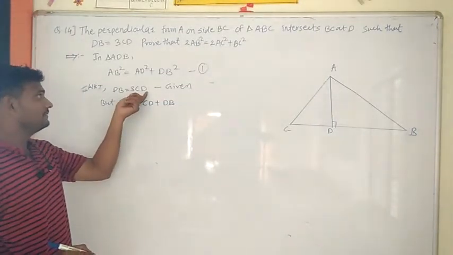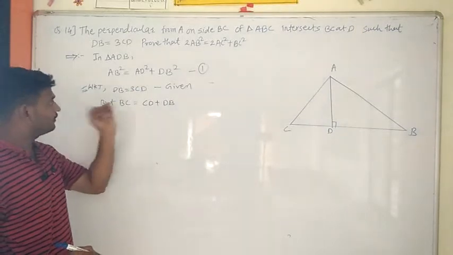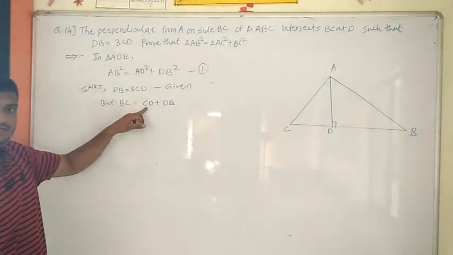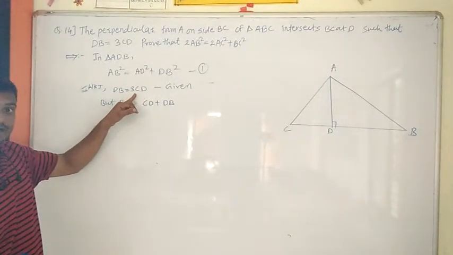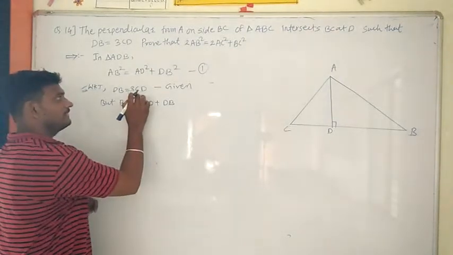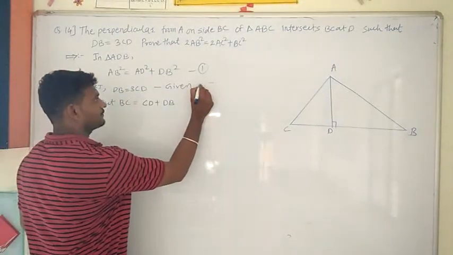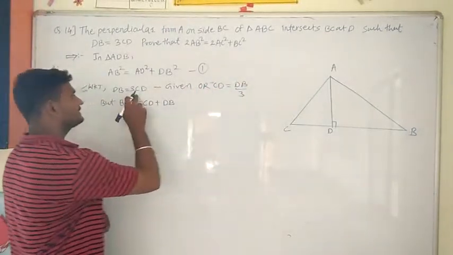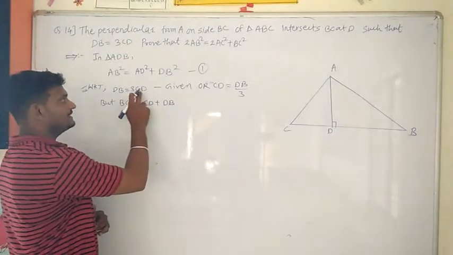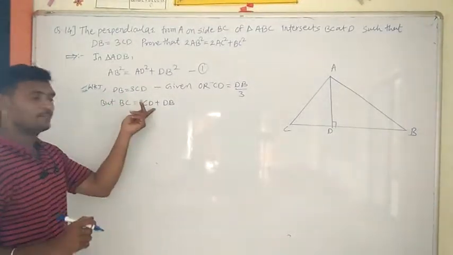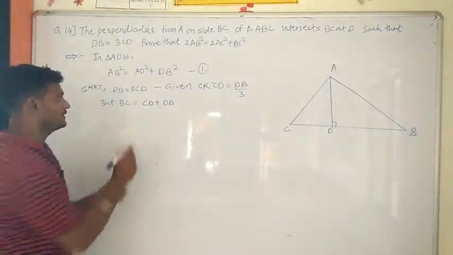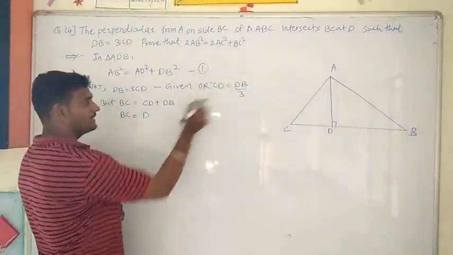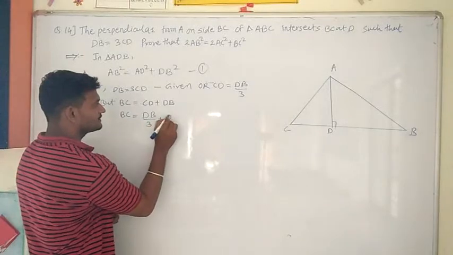Now, put here DB. What value do we want here? Here only DB we want. Therefore, DB is equal to 3 times CD is there. We have to put the CD in terms of DB. What is the value of CD from this? CD is equal to DB by 3. Can I write CD is equal to DB by 3? Yes. I will put here CD is equal to DB by 3. See here, BC is equal to, instead of CD, I will write DB by 3 plus DB.